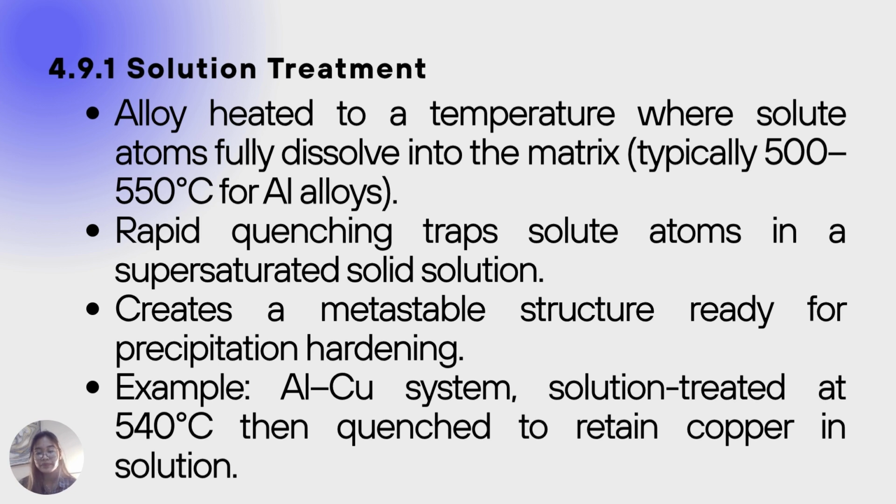For example, in the Al-Cu system, the alloy is solution treated at around 540 Celsius. It's then quenched quickly to retain the copper atoms dissolved in the aluminum matrix. This prepares the alloy for the next stage, aging, where those copper atoms will form fine precipitates that increase strength.